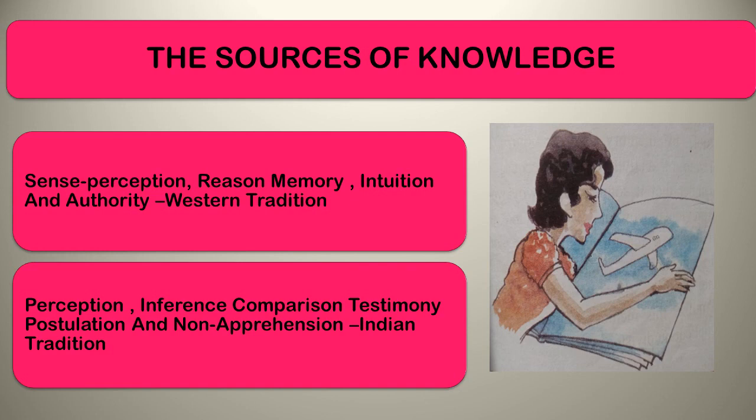So the sources of knowledge in the Western tradition are sense perception, reason, memory, intuition and authority. Whereas the sources of knowledge in the Indian tradition are perception, inference, comparison, testimony, postulation, non-apprehension.